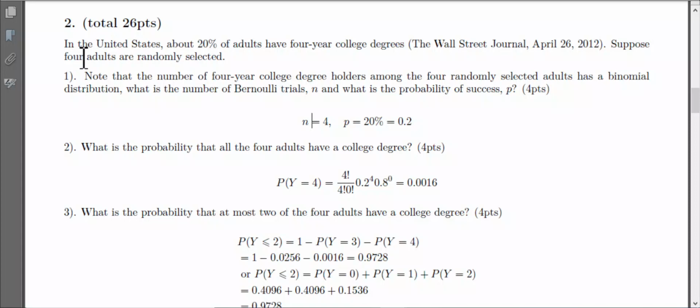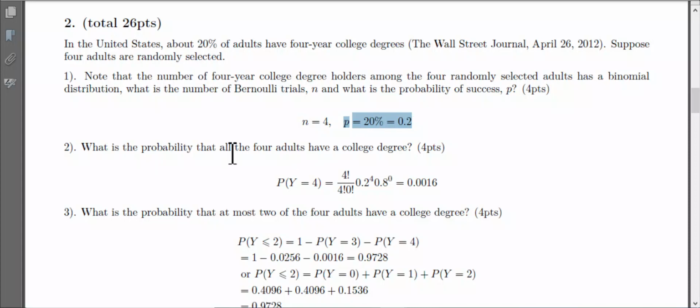In this case, suppose 4 adults are randomly selected. Just think about this one. Each individual adult selected is a Bernoulli trial. That adult could have a college degree or not. If yes, that's a success. If no, that's a failure. This 20% is exactly the chance for that adult to have a college degree, right? So we have n equals 4, p equals 0.2, 20%.